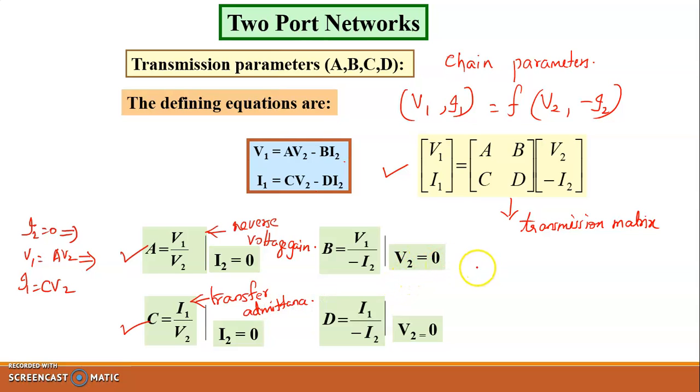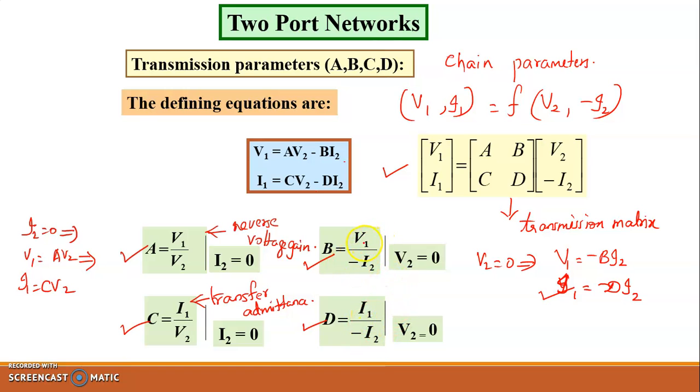Now the second case: I am going to make V2 equal to 0. If V2 is equal to 0, I can write the equations as V1 is equal to minus B into I2 and I1 is equal to minus D into I2. From V1 is equal to minus B I2, I can solve for B is equal to V1 by minus I2, or minus V1 by I2, and from I1 is equal to minus D I2, I can write D is equal to I1 by minus I2, or minus of I1 by I2.